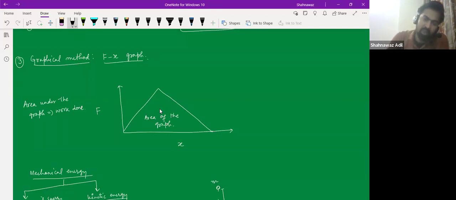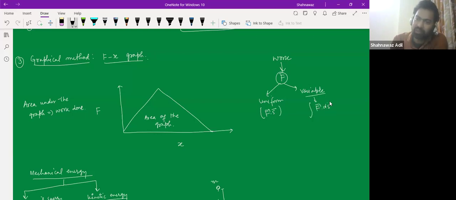So this was about work, right? Work done you calculate using force. This force is of two types, uniform and variable. If you have a uniform force, this is simply F dot S. If you have non-uniform, that is the integral of F dot S. And then you have the graphical method with the F-S graph.